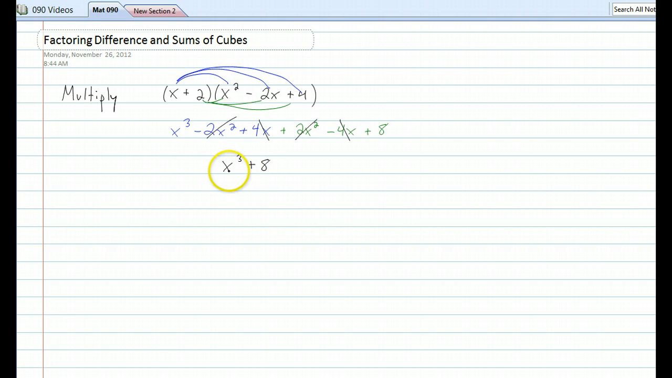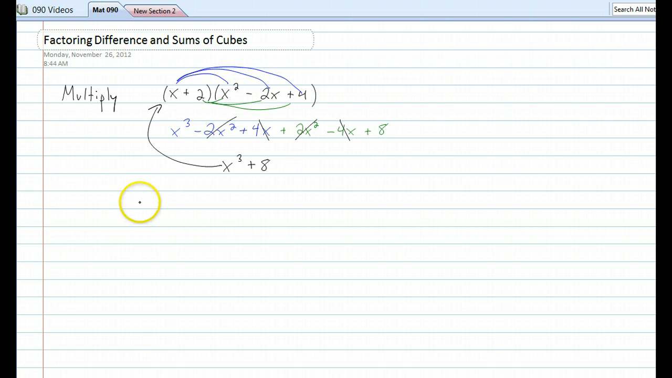So what we have here is a perfect cube. X is cubed, and we have a perfect cube here as well. 8 is just 2 cubed. So somebody noticed that if we ended up with a sum of 2 cubes, that we could factor them just like that. And here's the formula.